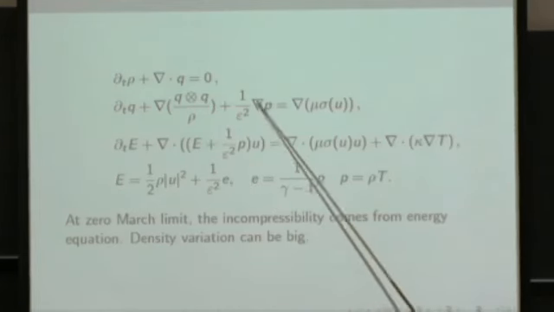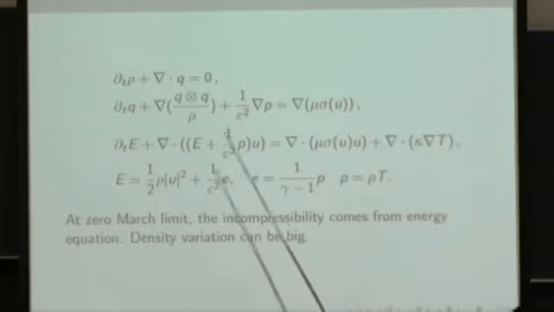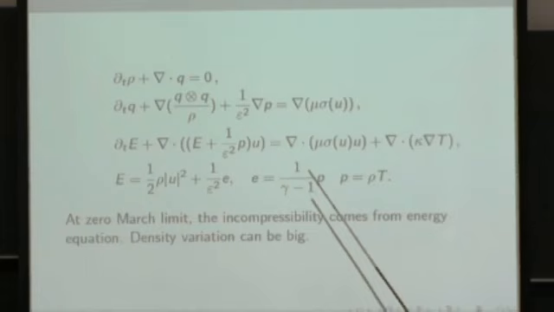If epsilon is really large, this exchange is so small. That's why we normally ignore the energy equation. But in some cases it's important. Okay, so here is just the equation of state, the usual one. I choose the polytropic gas. I don't know if it's valid or not, but for now I just choose the polytropic gas. Okay, all right. So at the zero limit it is incompressible, and the density variation can be large.